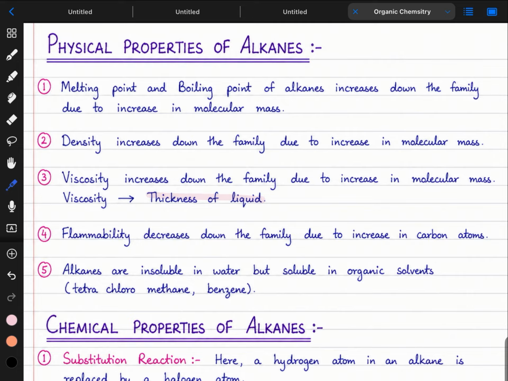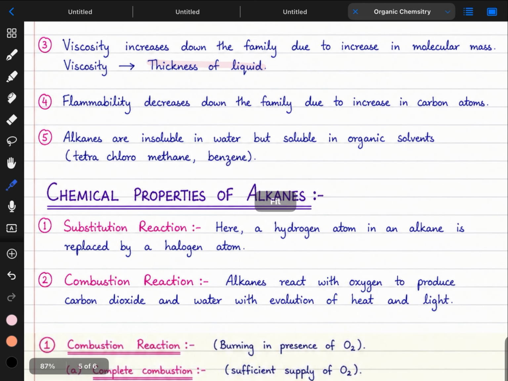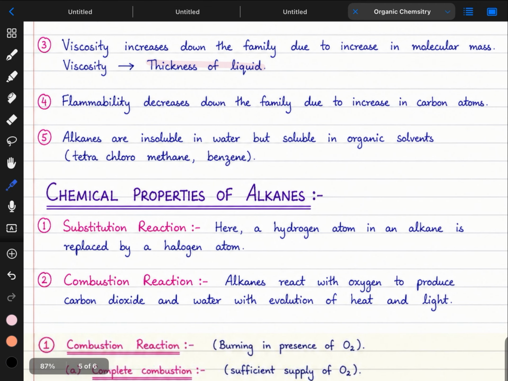Second thing is that the density increases down the family due to increase in the molecular mass. This has the same reason here because the number of carbon atoms are increasing, so there are more amount of particles present per unit time. Third thing is that viscosity, which is the thickness of a liquid, increases down the family due to increase in the molecular mass. Fourth thing is that the flammability decreases down the family due to increase in carbon atoms. And finally, alkanes are insoluble in water, but soluble in organic solvents such as tetrachloromethane and benzene.